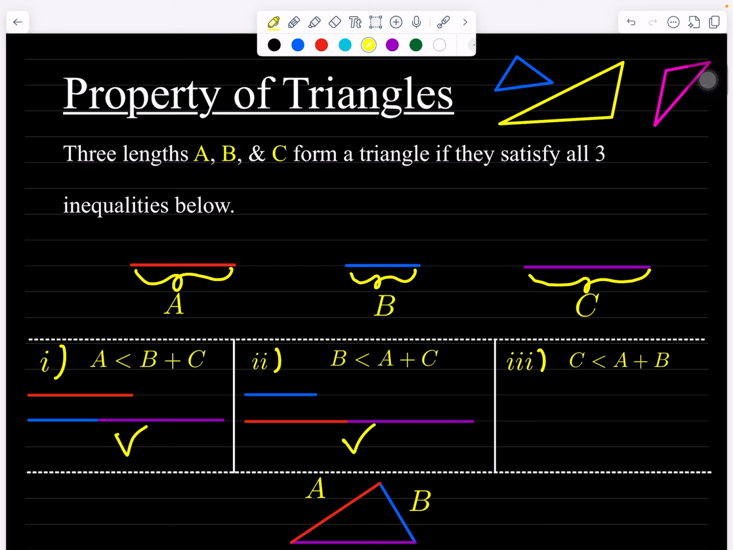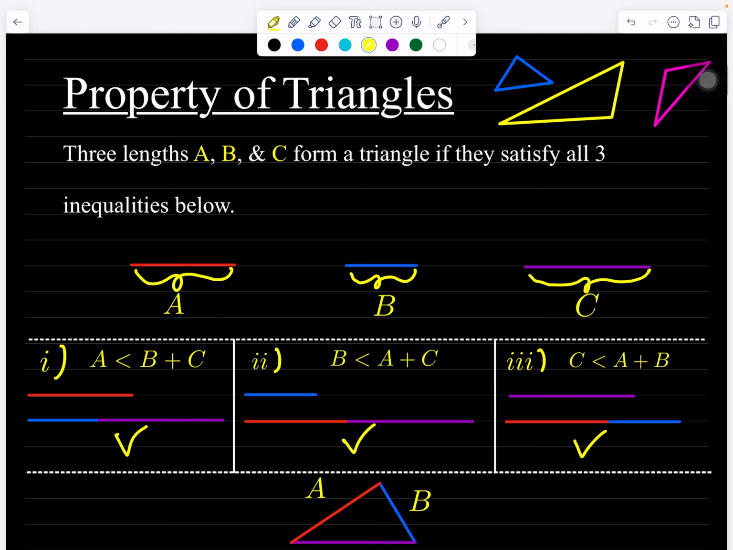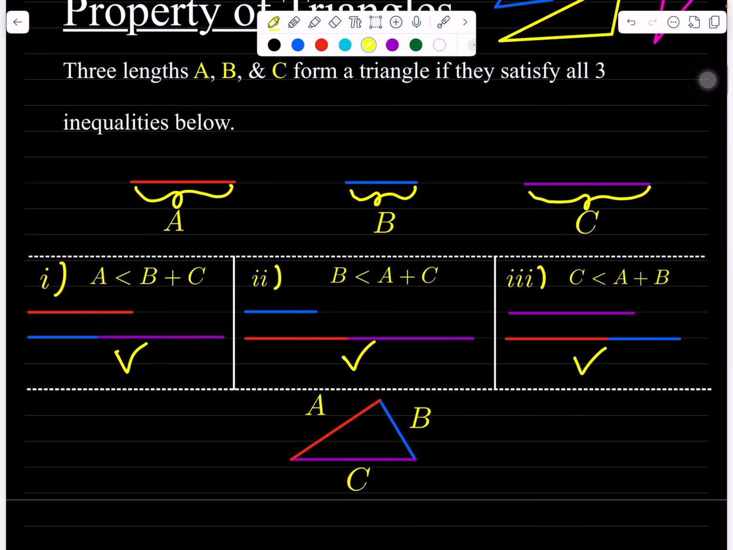Finally, we need to make sure that the length of C is less than a length of A plus a length of B. And we can see that the length of A plus B is much longer than the length of C. Therefore, the third inequality is satisfied. And since they are all satisfied, all three inequalities are satisfied, they can make a triangle like the one below.